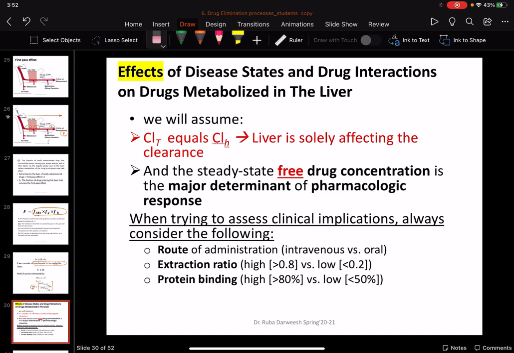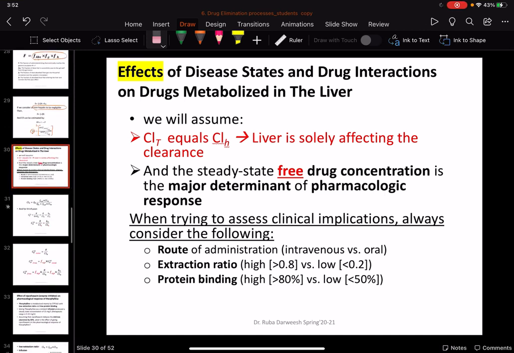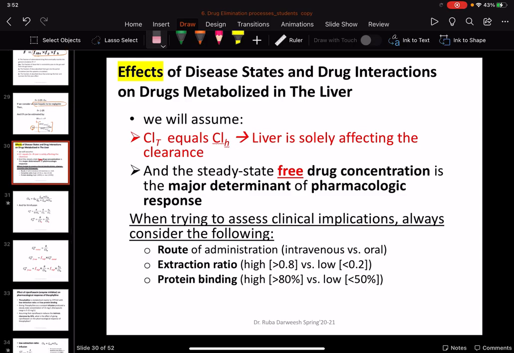Okay, we will talk about the effects of disease state in drug interaction and drug metabolism in the liver, and we will have some assumptions. Let's go through them one by one to make it easier for you to understand what I'm talking about.